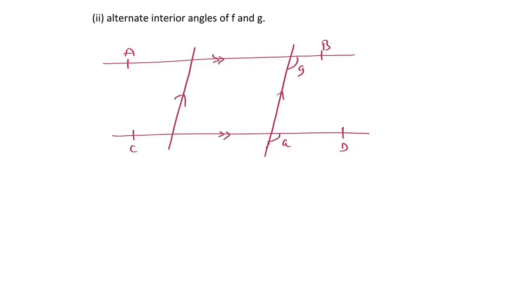Okay, so for Roman 2, we are supposed to label on the same diagram the alternate interior angles of F and G. Okay, so we have to recall that corresponding angles are angles that occupy the same position at each intersection. So we are going to show them from the figure as follows.